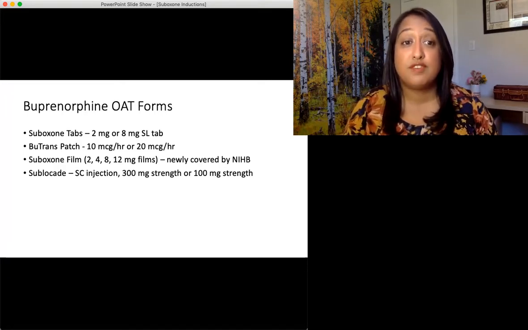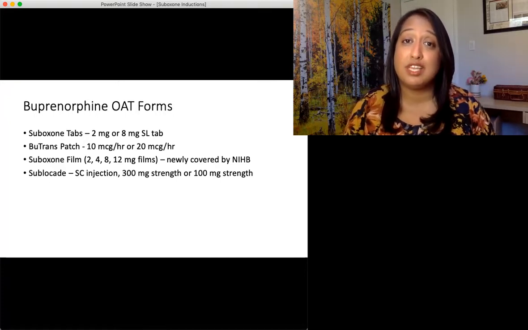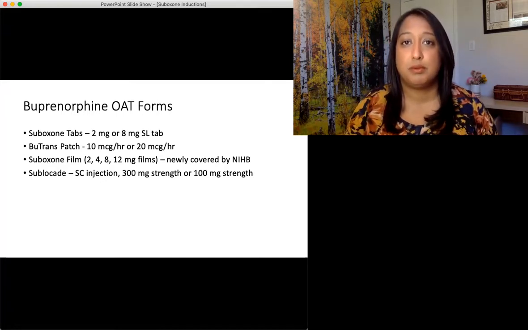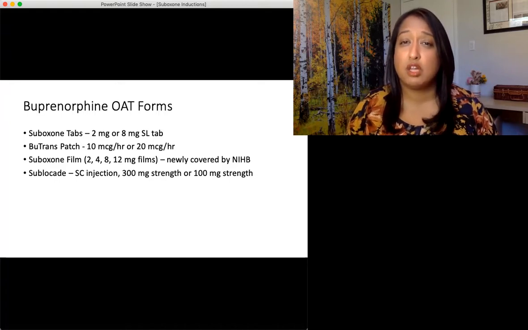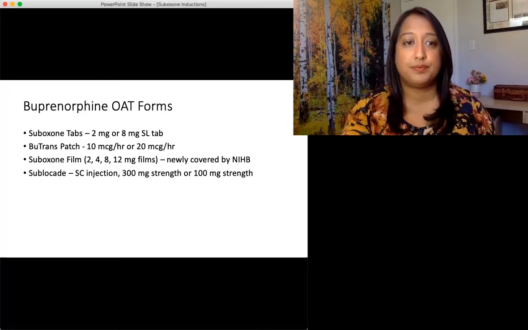There's a Suboxone film, 2 milligram, 4 milligram, 8 milligram, and 12 milligram films. These are now newly covered by NIHB, which is excellent. These films can be really helpful for patients, especially because some patients really do not like the taste of the Suboxone. So having the film is more helpful. And then, of course, there's the Sublocade injection, which is sort of the depot version of Suboxone. It's a subcutaneous injection that's monthly. It's at 300 milligrams strength or 100 milligrams strength. We're going to get into each of these things, how to use them.